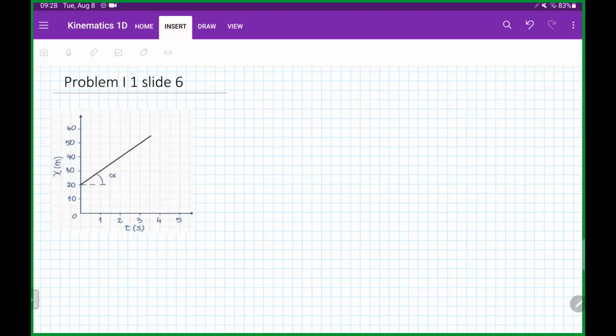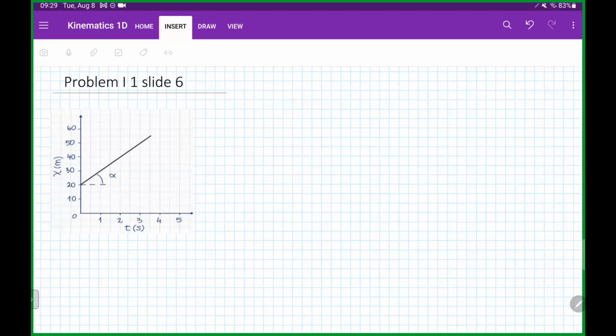It says the graph represents the position as a function of time of a particle moving in 1 dimension. So basically what we've seen so far. Relate the data provided by the graph with the concepts from the theory and determine A, the function of x(t). So we want to determine the function that is going to mathematically describe the displacement of this object.